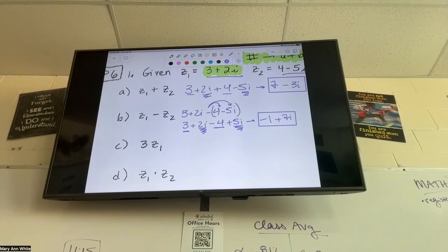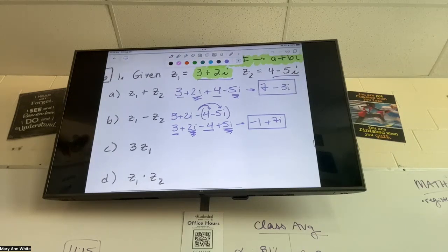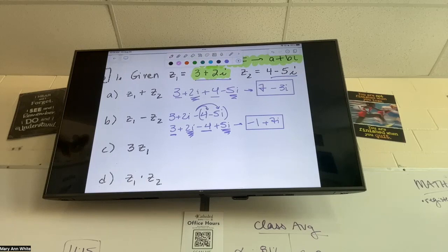All right. Now we're going to do a multiplying problem. So we're just going to take the first one, 3 plus 2i, and we're going to multiply it by 3. Again, if you think of i like a variable, it makes this really pretty simple. You can multiply 3 to the normal 3. You can also multiply 3 by 2i, and we just get 9 plus 6i.